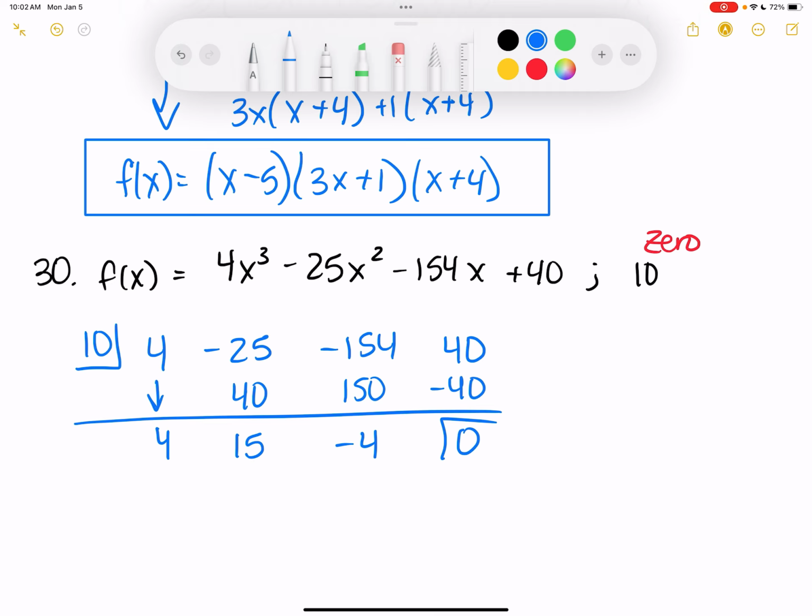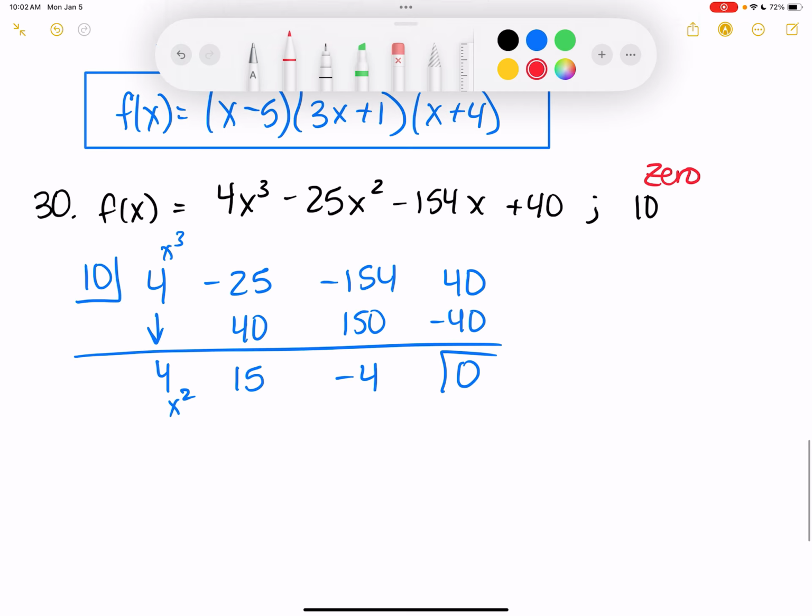So, same thing, this was x cubed, that means this is now x squared. So I've got 4x squared plus 15x minus 4. Technically speaking, if I wanted to write this out, this would be times x minus 10, because we would have to change the sign if we were writing it in factored form. That's not what they're asking us for. However, in sections to come, this will be what we're doing. So I'm just showing it to you. But all I care about is what's going on over here. I'm finding the other zeros.